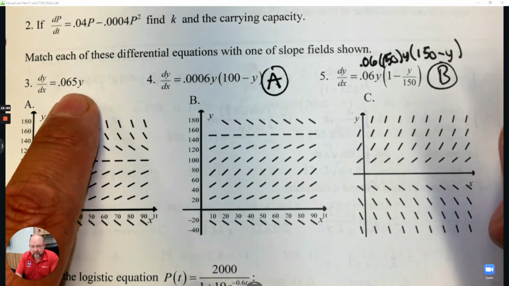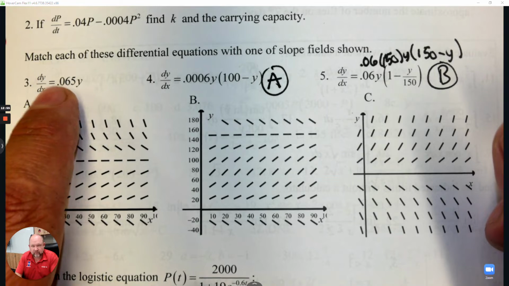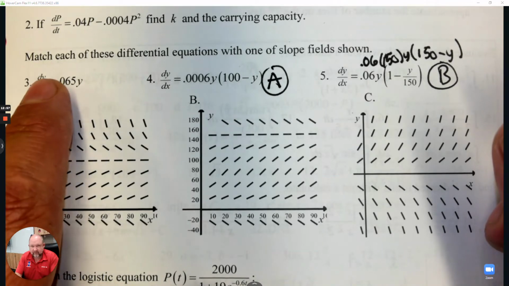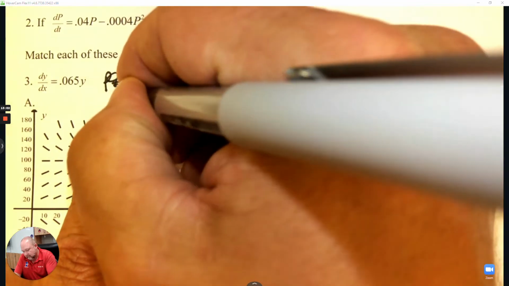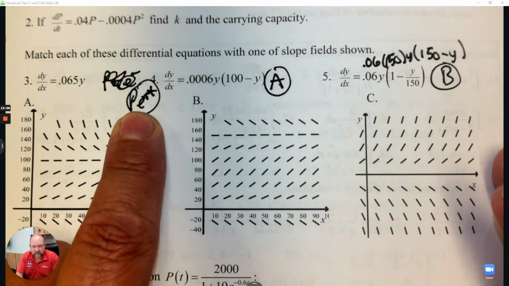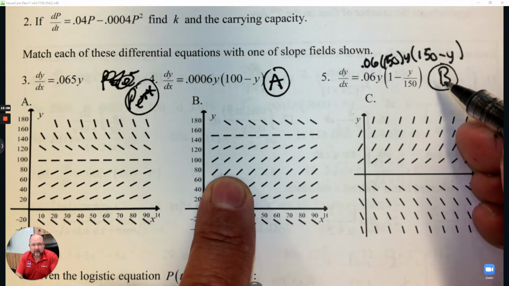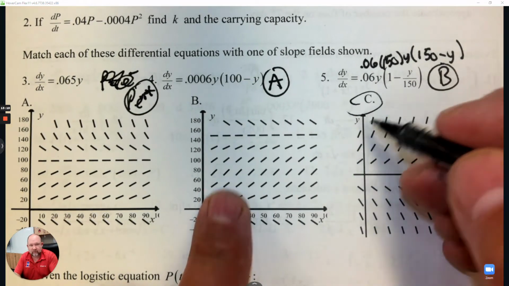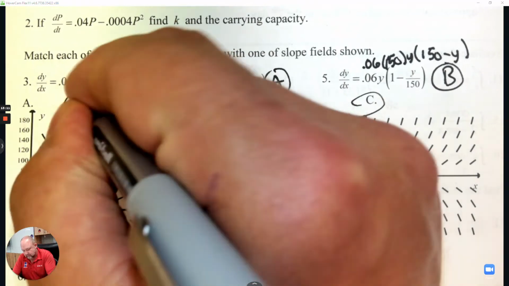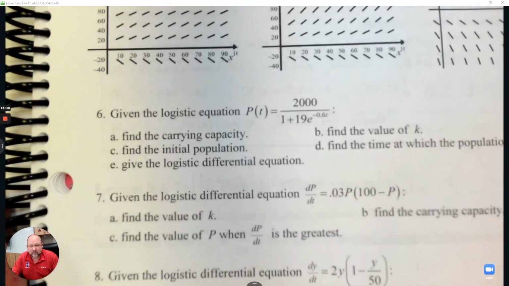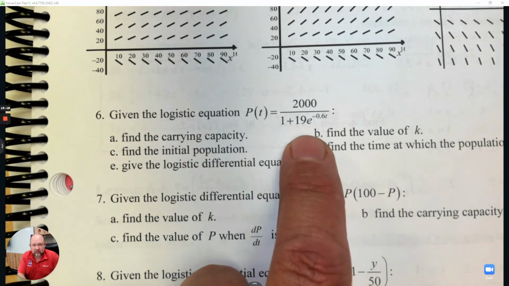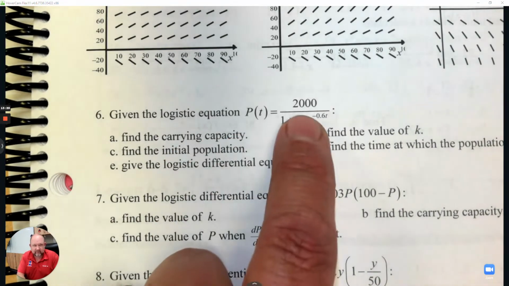This is not a logistic model. So just 0.065y, this is like ky, this is like Pert. Oops. So this is just a growth function, just rising up, e to the whatever. So it matches with C. Number 6. Given this logistic equation, find the carrying capacity. That's 2,000.